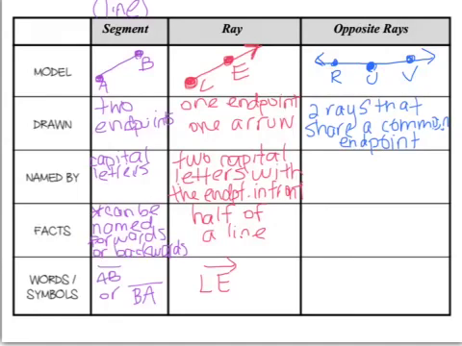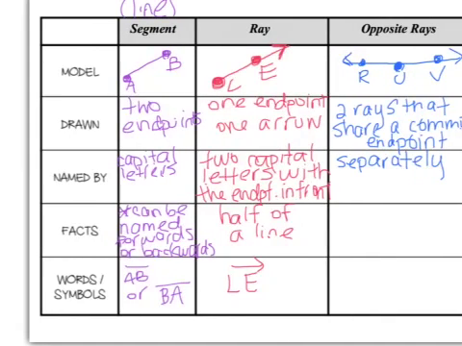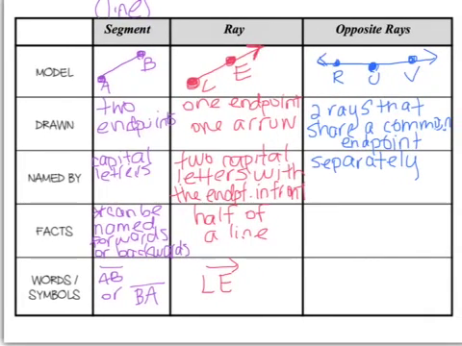So it's named, for the most part, separately. So we have ray UR starting with the endpoint and ray UV. So it doesn't matter that this ray is pointing in the opposite direction, the arrow still points to the right, and no matter what, you start with the endpoint. It's important to note for opposite rays that they form a straight line.